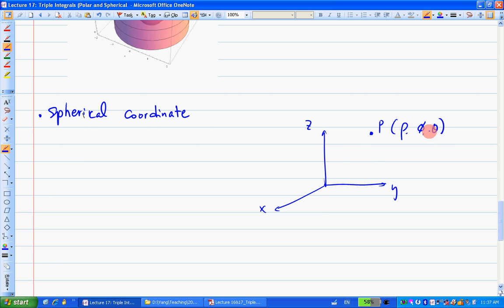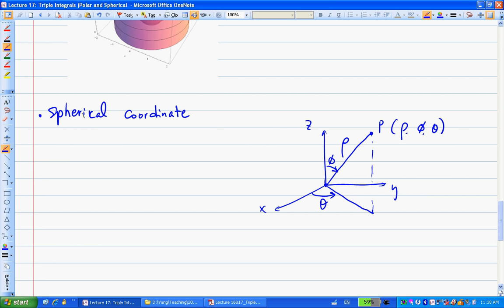Now, what are rho, phi, theta again? Starting from the origin to where P is, that's your rho. That's basically the distance from point P to the origin. And what about phi? Phi is the angle between the z-axis and the line that you just drew. And theta is when you drop P into the xy plane and connect it to the origin, and this is your theta. So that's the definition of these 3 variables.